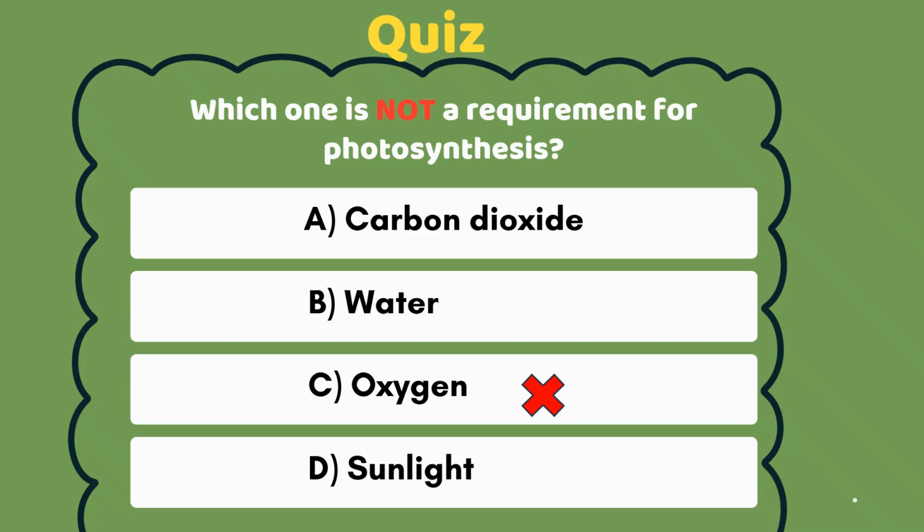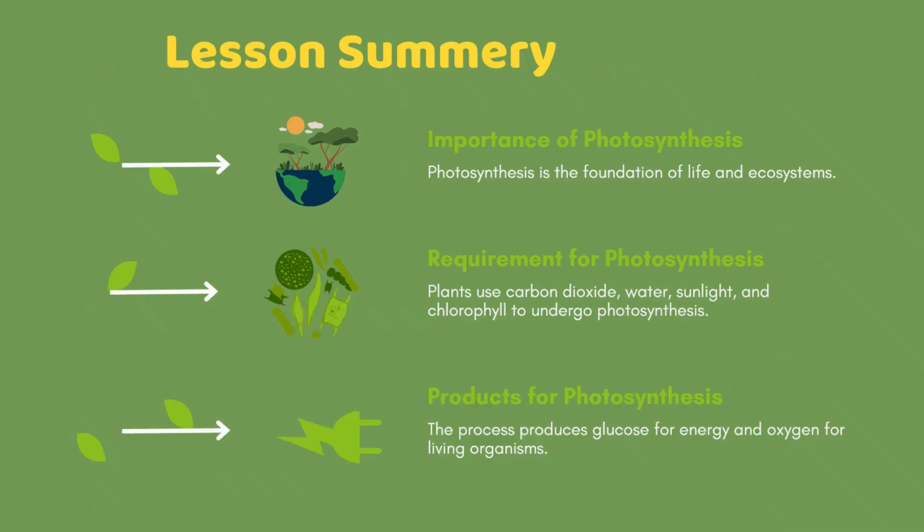Okay, Angel, let me quickly explain to you why oxygen is the correct answer. Remember, you need to think about which one is not a requirement for photosynthesis. You need to think about the input, what actually is required in order for photosynthesis to occur. In this case, oxygen is not the input, but in fact, it is an output, which is the product. Do you understand? Okay, thank you very much.